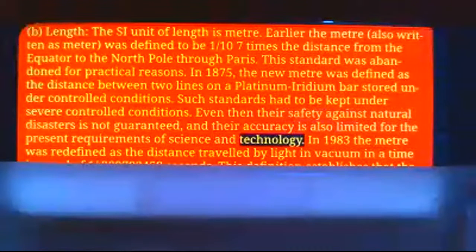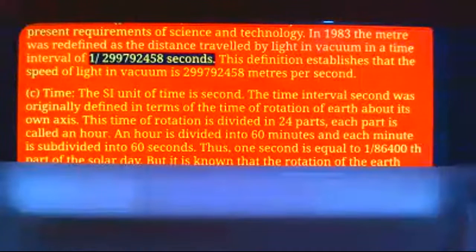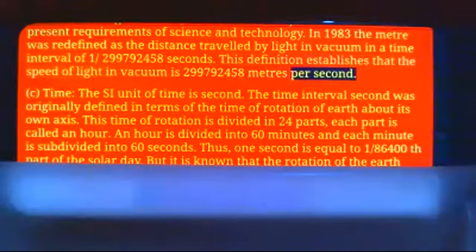In 1983, the meter was redefined as the distance traveled by light in vacuum in a time interval of 1/299,792,458 of a second. This definition establishes that the speed of light in vacuum is 299,792,458 meters per second.